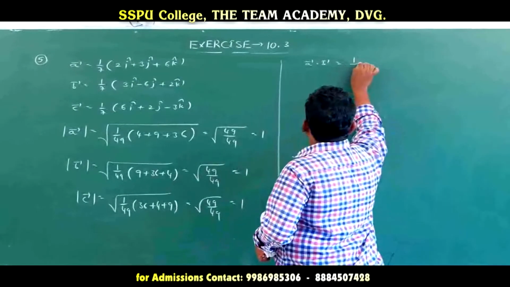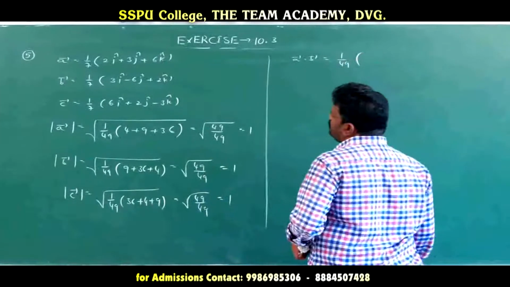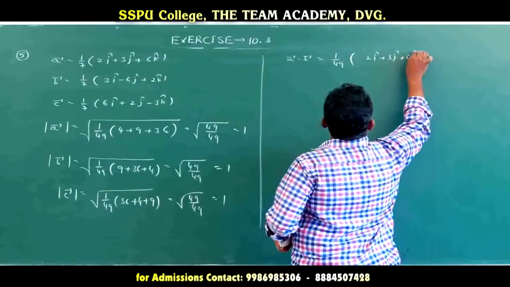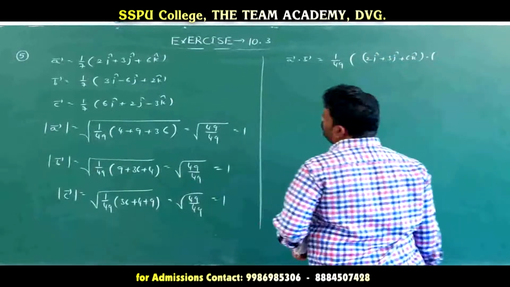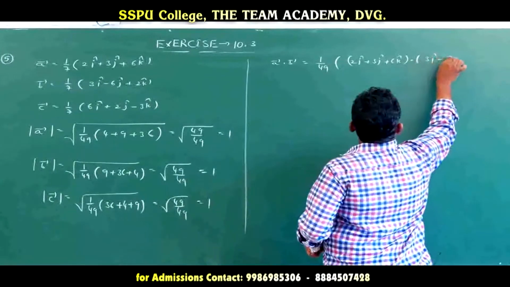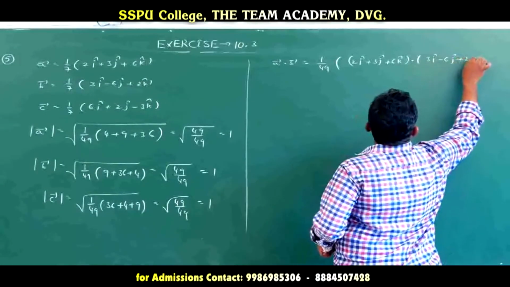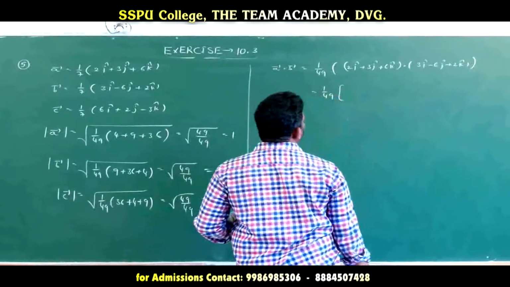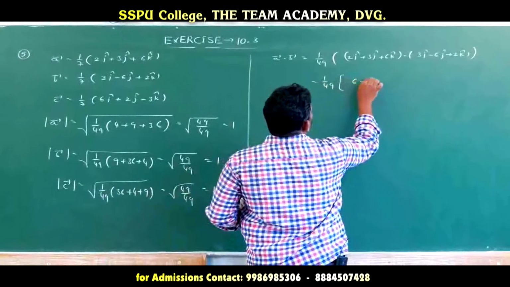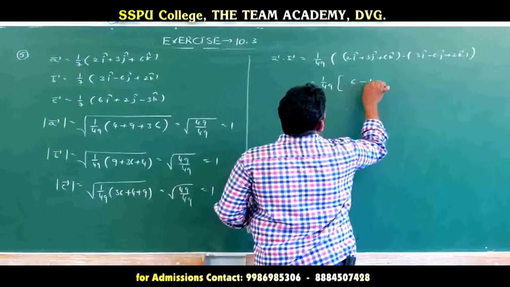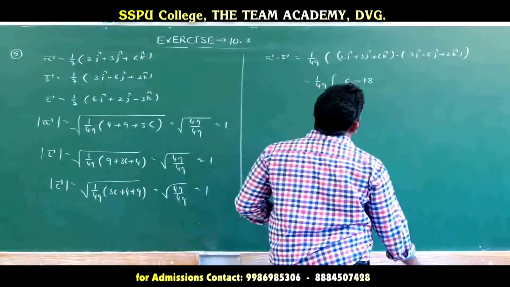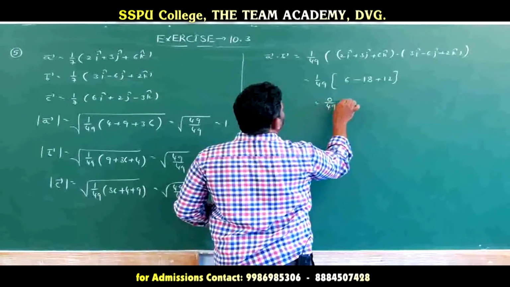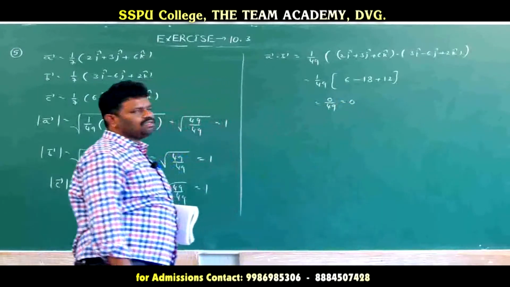So then what we have done here: 1/49 into this vector, 2i cap plus 3j cap plus 6k cap, dot another vector, 3i cap minus 6j cap plus 2k cap. Now that is equal to 1/49 into the dot product, which means 2 3s are 6, plus minus 18, plus this value, plus 12. Now see that is equal to 0/49, that is equal to 0. A bar dot b bar is equal to 0.